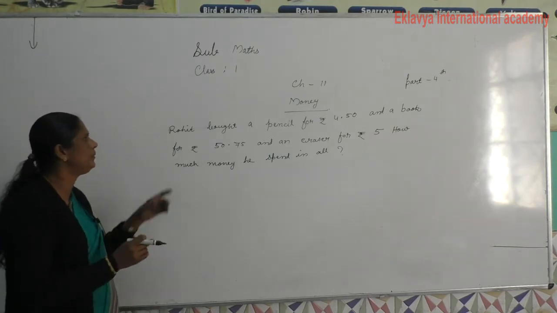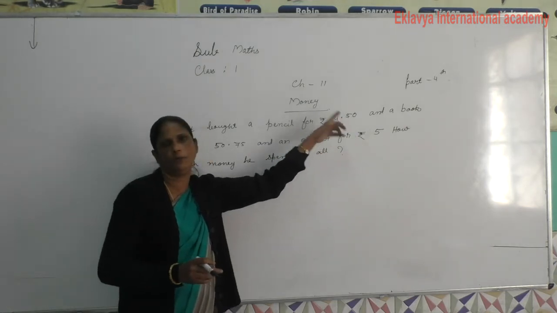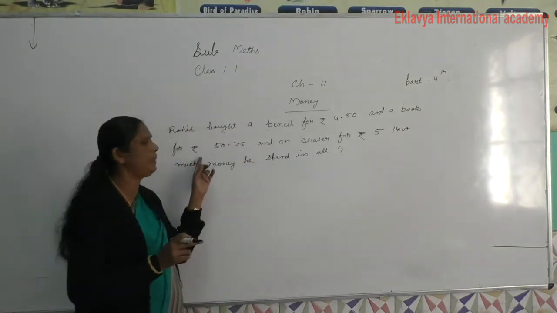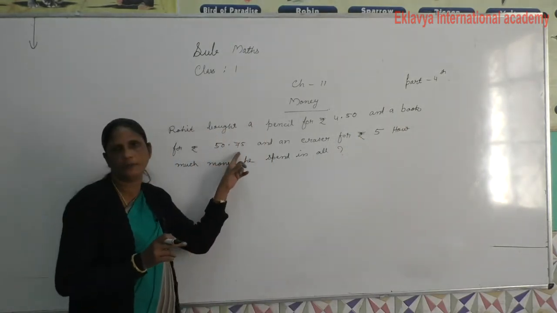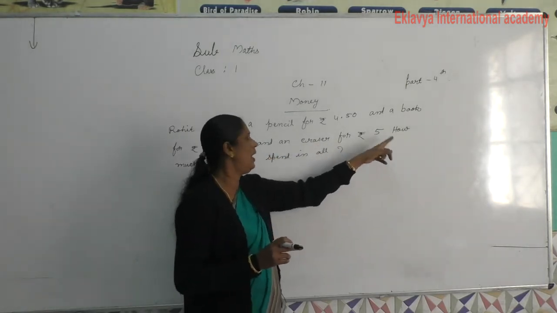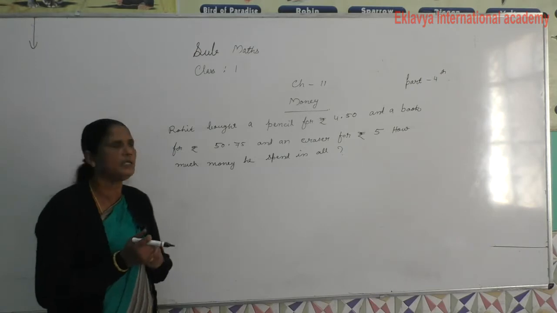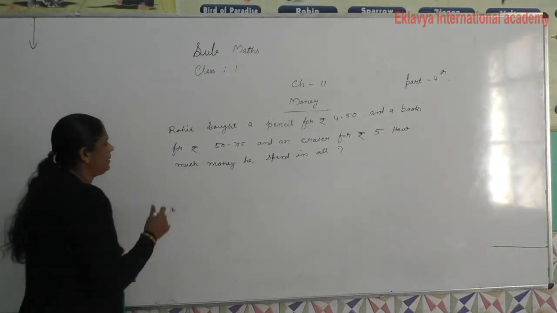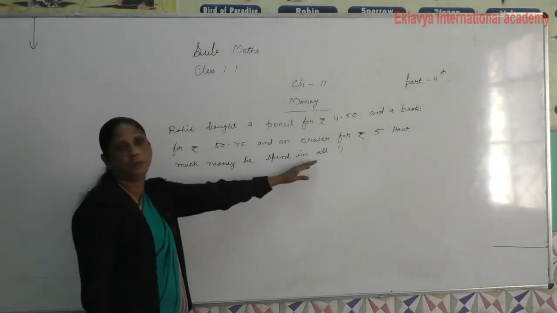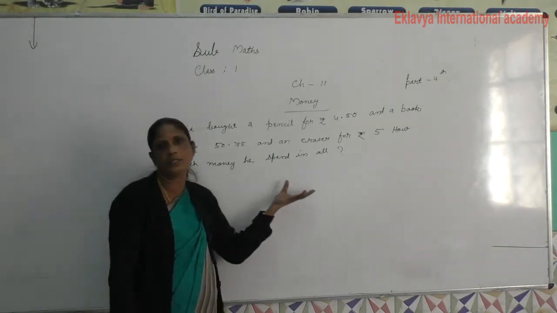First you read the question. Rohit bought a pencil for rupees 4.50, 4 rupees 50 paise, and a book for rupees 50.75, 50 rupees 75 paise, and an eraser for rupees 5. How much money did he spend in all? First we write the solution. Which word comes in the question? "In all" comes in the question, therefore this is addition.